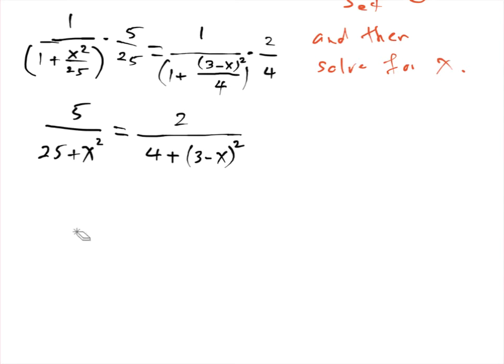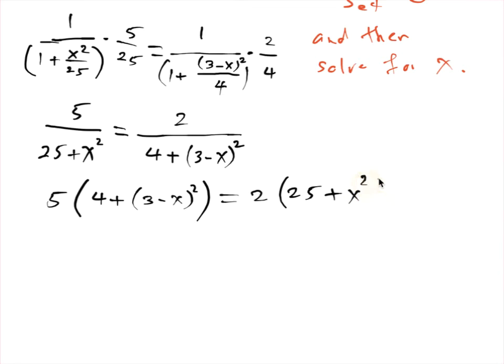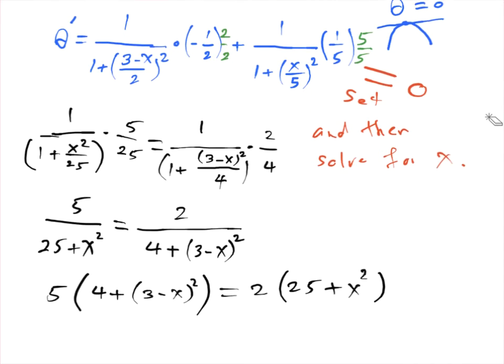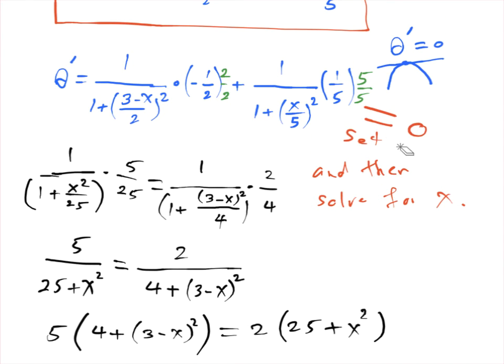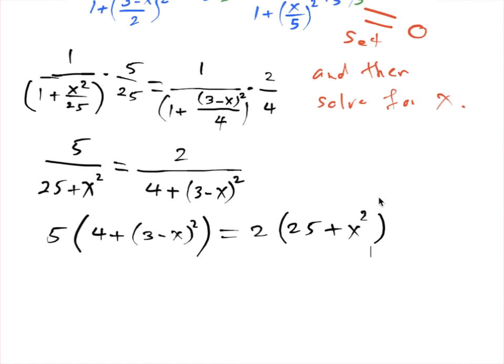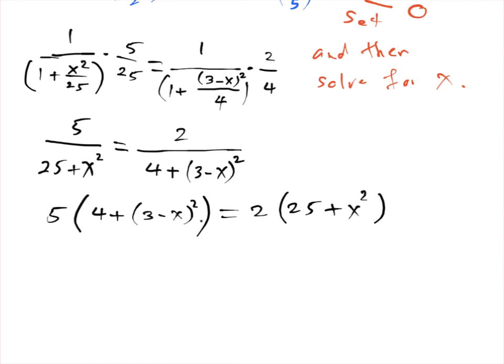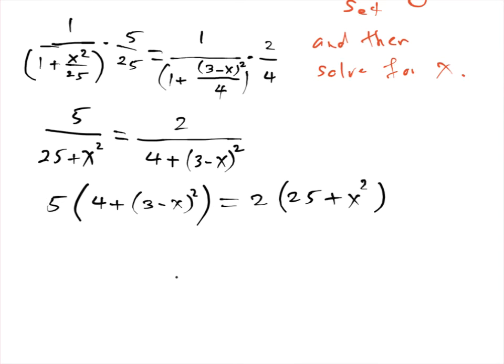That's how it works. So on the left, I have 5 times quantity 4 plus quantity (3 minus x) squared, and on the right, I have 2 times (25 plus x squared). So this part is just algebra. The main calculus part is right here, when you set the derivative equal to 0. That's where we use the concept of calculus. And of course, you cannot do anything in calculus without algebra, so you have to do some algebra at some point.